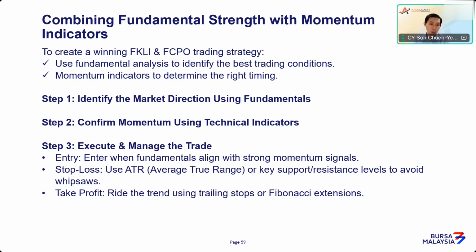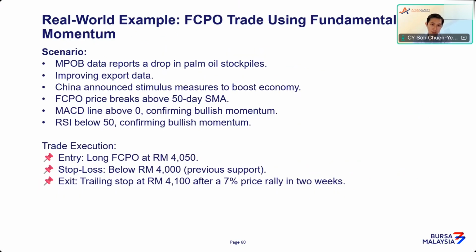Okay, let me go through a quick example for you so that you understand how this actually works. This is a real life case example, and probably you know when this happened. The scenario goes like this. MPOB data reports a drop in palm oil stockpiles. There is an improvement in export data. At the same time, China also announced stimulus measures to boost the economy. This was last year.